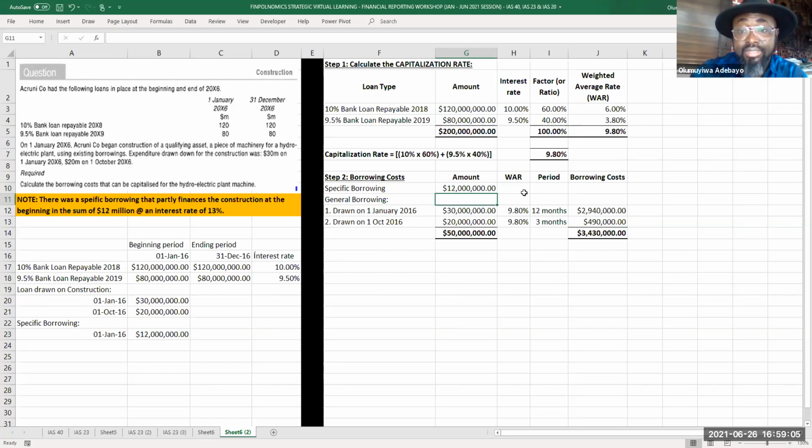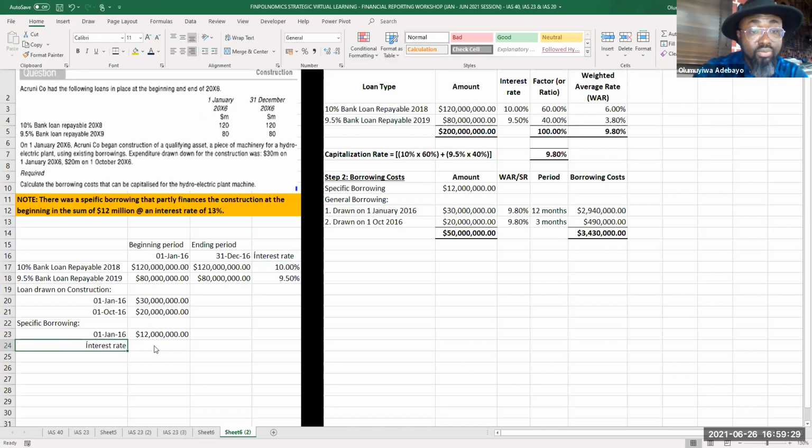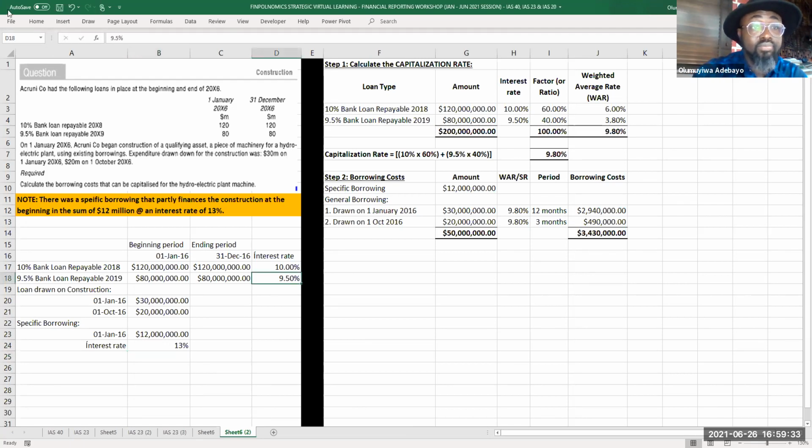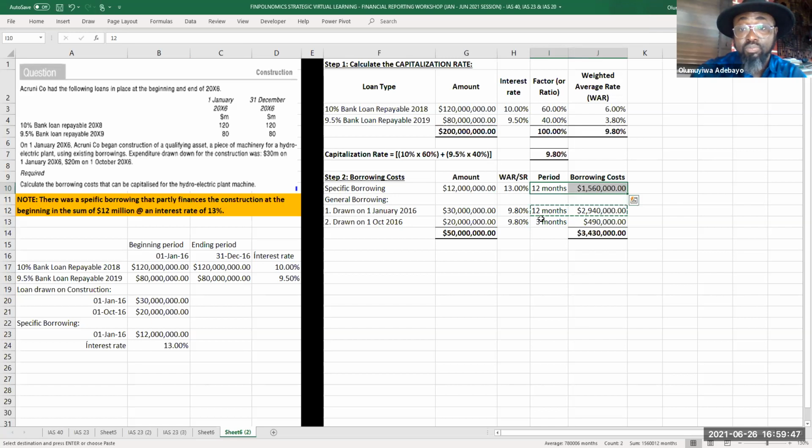And that one has a rate. I'll say this is weighted and specific rate. Specific rate applies to this, which is at what percentage? Interest at 13%. Therefore, we apply that 13%, 12 months. And invariably, the portion that is specific, you will never apply the general rate or weighted average rate to it. And that is it. That's another variant of the question.